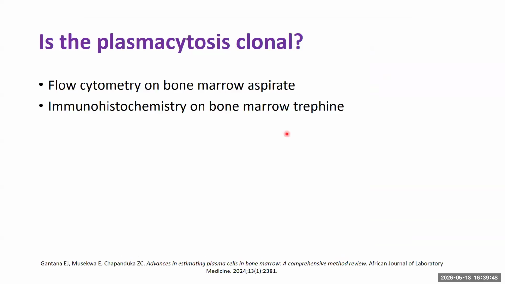So now that we have a plasmacytosis, we need to ask ourselves, is the plasmacytosis clonal? And for that, we need to run flow cytometry on a bone marrow aspirate, or we can use immunohistochemistry on the bone marrow trephine. We already touched on immunohistochemistry. Now we'll focus on flow cytometry.